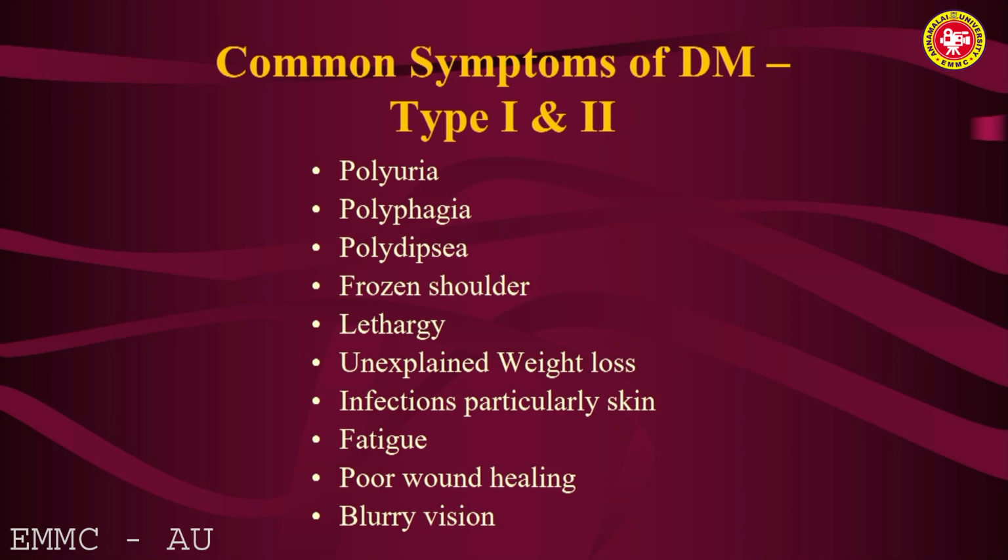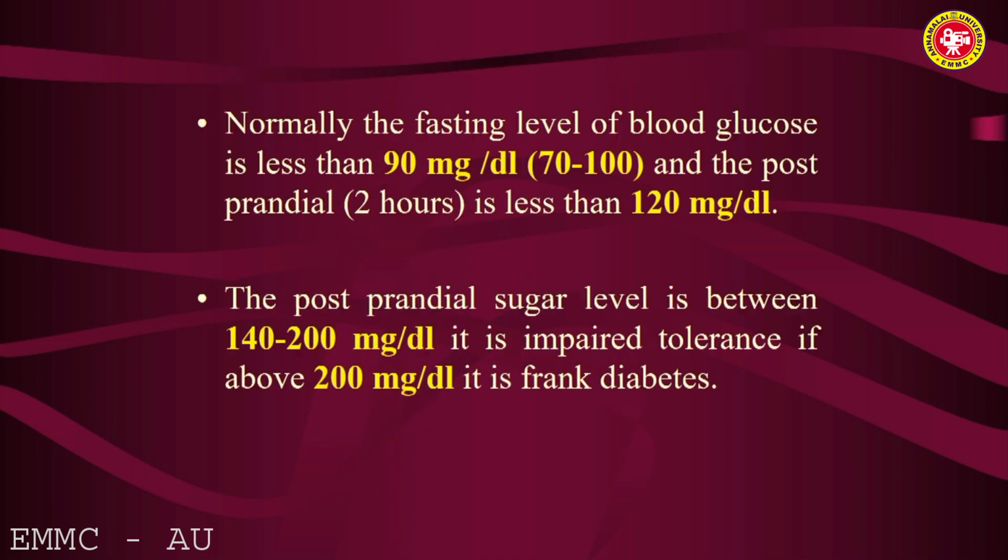Then infections in the skin. That is, we have some small abscesses over the skin. We think that due to the heavy summer we are having this type of abscess. But if we often have such infections, we have to take investigations. Then fatigue, that is also lack of oxygen. Then poor wound healing. Blurred vision is also one of the symptoms.